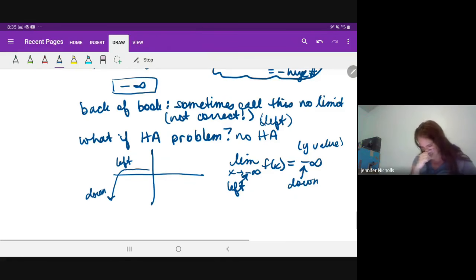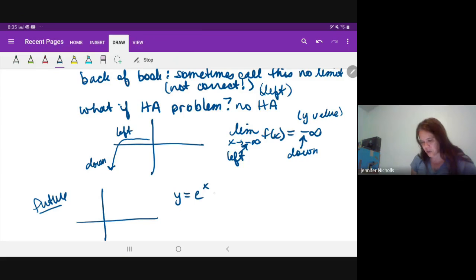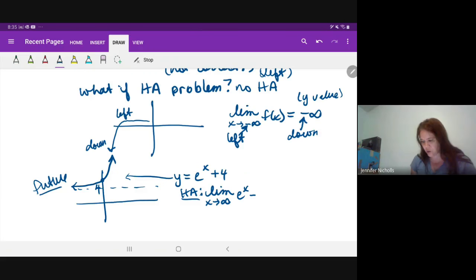Okay, and let me just show you, because it's kind of interesting. Let me show you a future problem. This is y equals e to the x plus 4. Let me draw you a little picture of e to the x plus 4. It looks like this. Okay, so look at that picture. That's this graph. What if I was looking for horizontal asymptotes and I was doing it the official way? I would write limit as x approaches infinity of e to the x plus 4. And then I would also try x approaches negative infinity of e to the x plus 4.